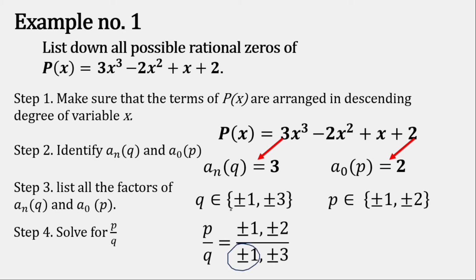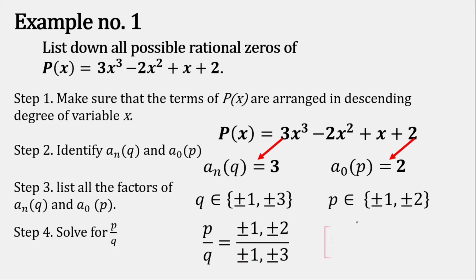Let's start with positive negative 1. 1 divided by 1 is positive negative 1. And positive negative 2 divided by positive negative 1 is positive negative 2. Now let's go with 3. Positive negative 1 divided by positive negative 3, that is positive negative 1/3. Then positive negative 2 divided by positive negative 3, that is positive negative 2/3.